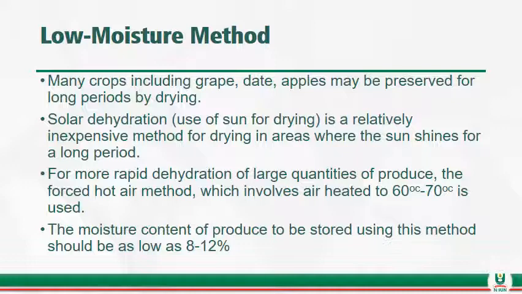Or otherwise, for rapid dehydration of large quantities, you can use the forced hot air method, that is introducing a blast of hot air at a temperature of 60 to 70 degrees Celsius. You use it for a short period of time. What the hot air does is reduce the water in your produce. So you want to reduce the moisture content to like 8 to 12%, depending on the kind of produce that you are using.